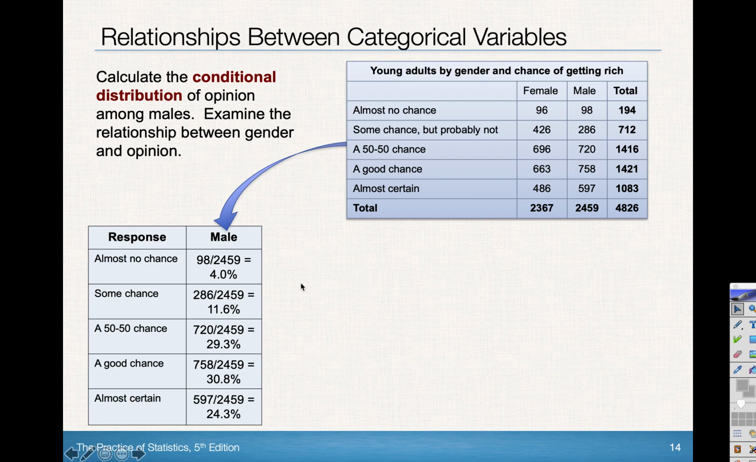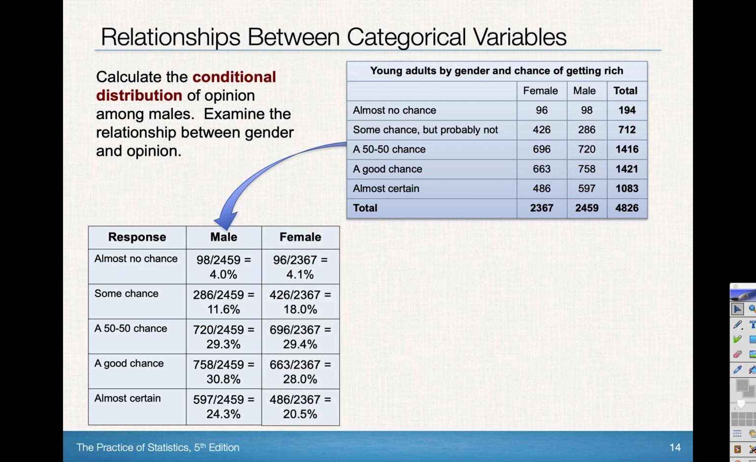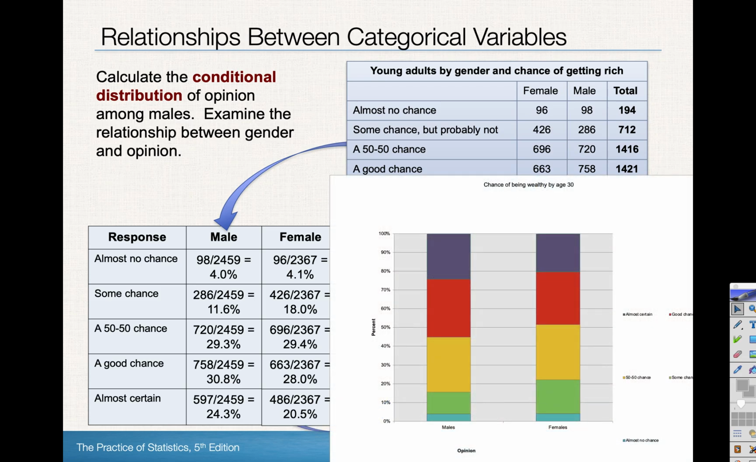And I can compare that with the females. So I can do the same thing with the females. 96 divided by 2367 gives you 4.1%. And now I can put these in either a side-by-side bar graph or a segmented bar graph. We chose a segmented bar graph, and here's what we got.